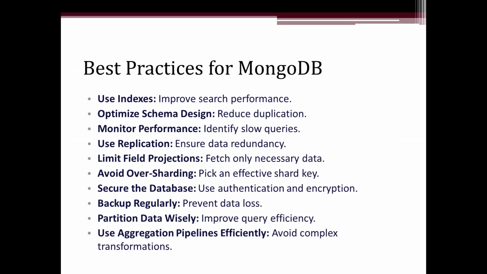Best practices for these include monitoring performance, using indexes, and optimizing the schema design by reducing duplication of values. Also limiting field projections and avoiding over-sharding can be an effective way to make MongoDB a more efficient platform to use, by using an effective shard key. Also, backing up data regularly prevents data loss, and using aggregation pipelines effectively avoids complex transformations.